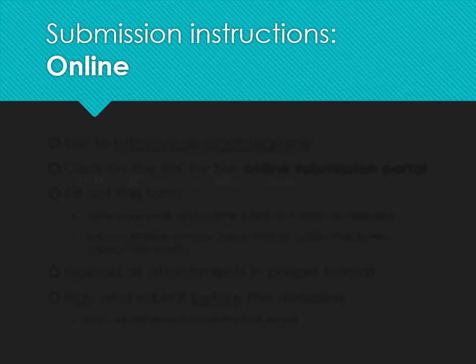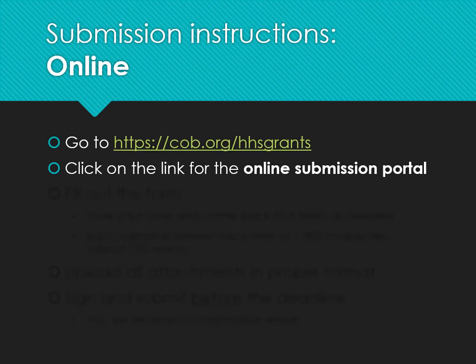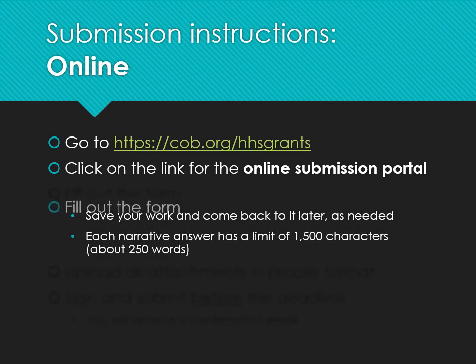To submit online, go to our website, which is cob.org/hhsgrants. There you will find a hyperlink for the online submission portal. Fill out this form, and you can save your work and come back to it later as needed. Keep in mind that each narrative answer has a limit of 1,500 characters, which is about equivalent to 250 words, or about 1/2 of a page.